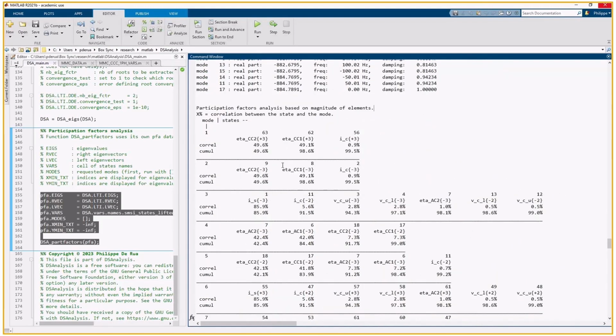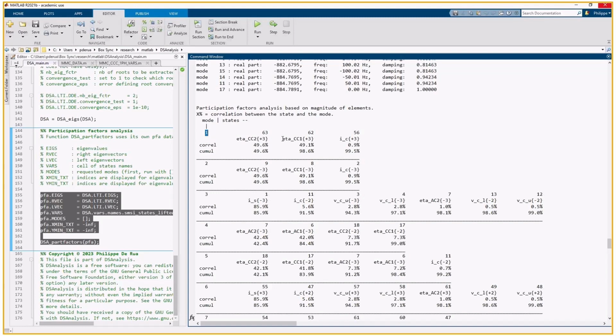This is the table of participation factors. It tells that for mode 1, there are multiple states that participate. There are states 63, 62, and 56. These states are these variables, and naturally we are working with a frequency lifted system, so these are identified as being the +3 channel, or in other words, the +3 index Fourier coefficient of this particular state. The correlation is, let's say, the weight of this state in this mode.